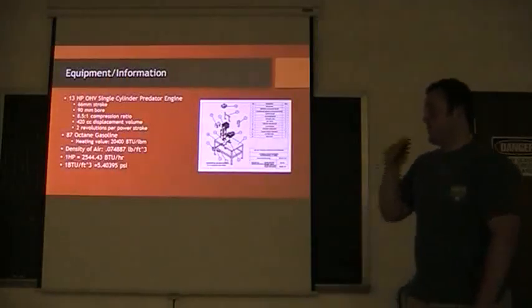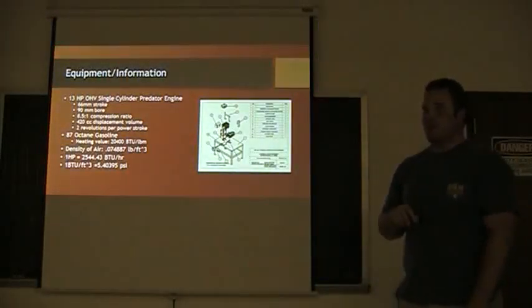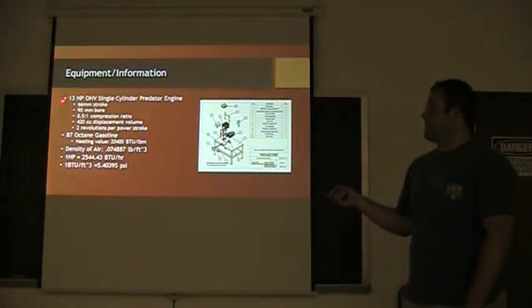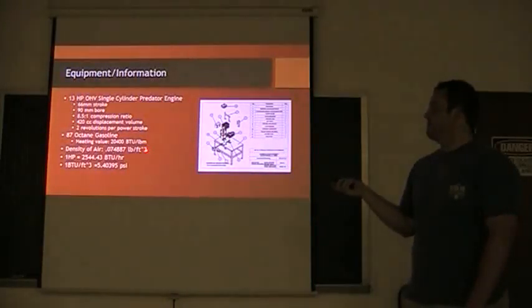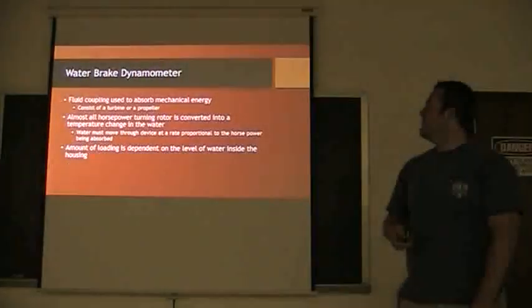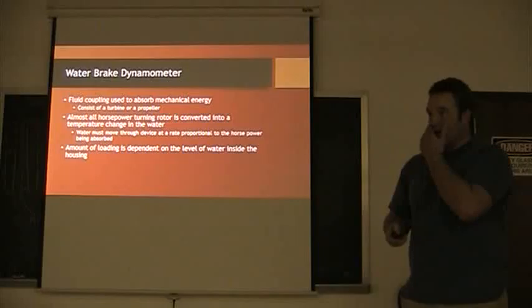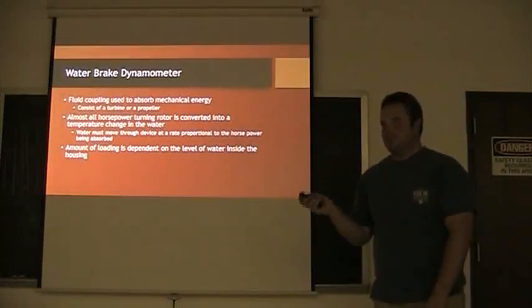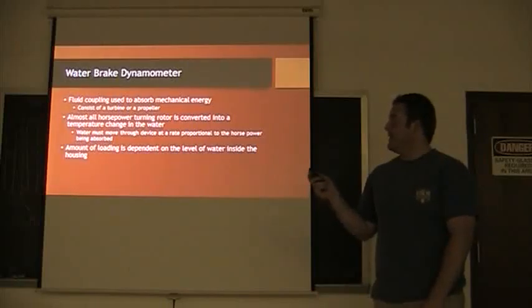For the equipment, we're going to use a 13 horsepower motor. Here's some information that we're probably going to need for the calculations for this experiment. We're going to use 87 octane gasoline. Here's some more information we'll need, and here's our apparatus. You probably can't see it very well. The way we're going to conduct this experiment, we're going to use a water brake dynamometer. Hopefully I said that right.